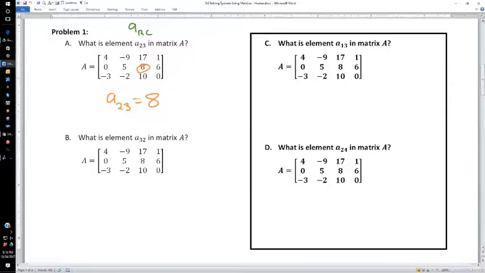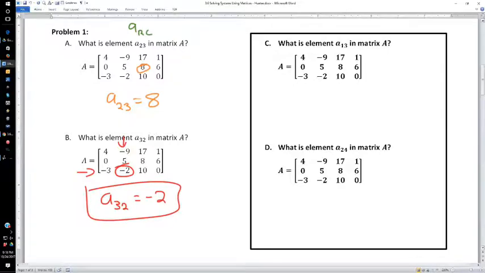All right, letter B, same idea. What is element A32 in the matrix A? We'll go to row 3, column 2. What did I just do? Mr. Dyslexic. Row 3, column 2, that would be the negative 2 right there. So A32 equals negative 2. Cool. Pause the video real quick, try letter C and D, and then I'll come back and do them.